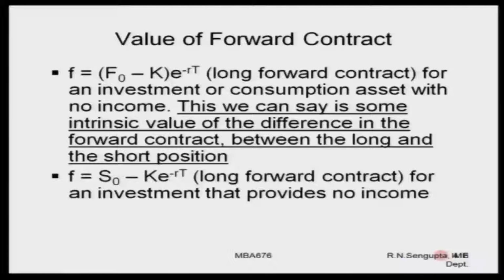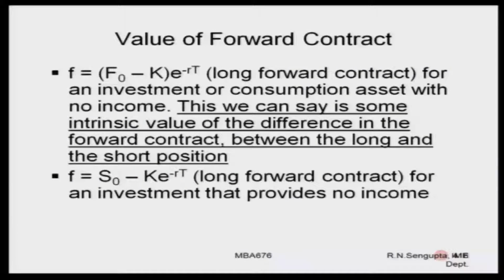So, the term inside the bracket, F0 minus K, is the actual difference of the forward, considering F is the price and K is the delivery price when the contract expires. And the second term, e to the power minus RT, is the multiplying factor which brings that amount of money back to now. So, this we can say is in some sense the intrinsic value, the difference in the forward contract between the long and the short position, such that if it is 0, it means it is in absolutely perfect balance. If it is positive or negative, it will mean the short or the long position would be making a profit or a loss.